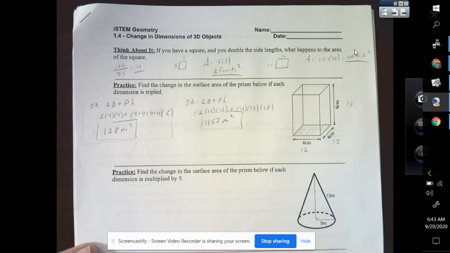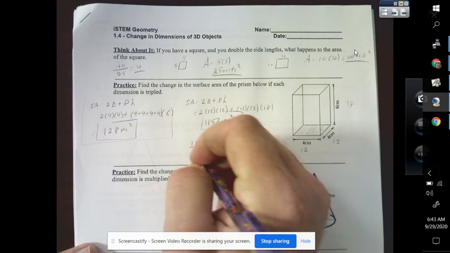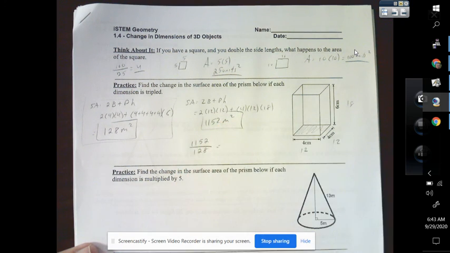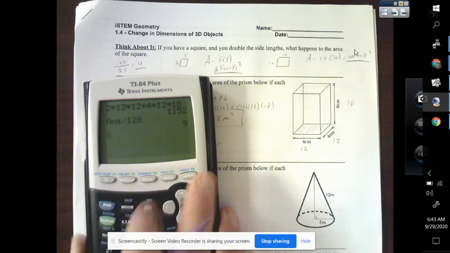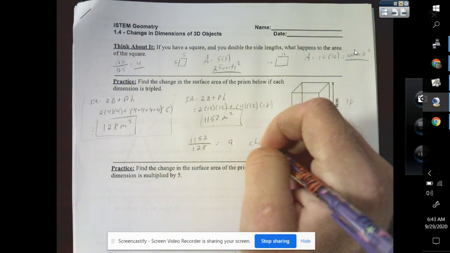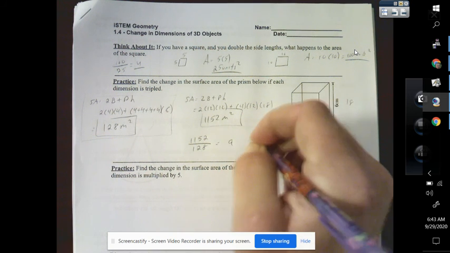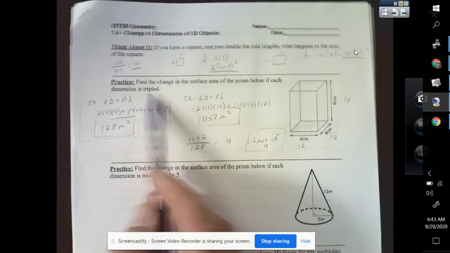Well, I want to know what the change is. So I'm going to take 1,152 and divide it by 128. So 1,152 divided by 128 gives me a change of 9. So it's just a multiplier of 9. Now let's think about that in relationship to what they said here.